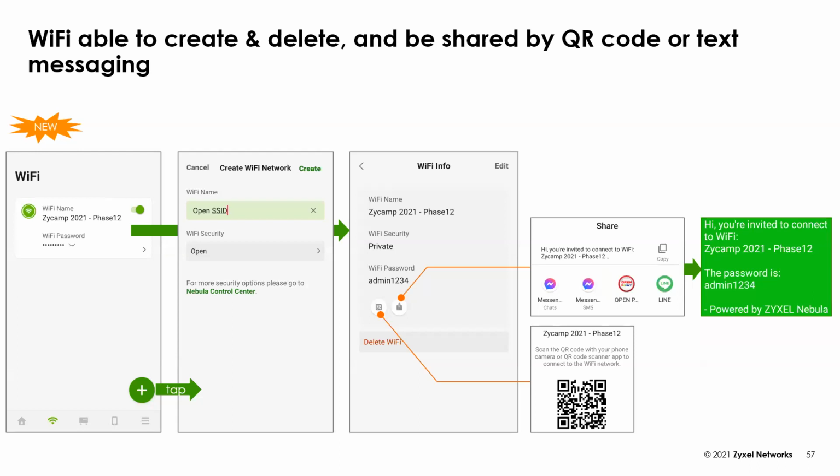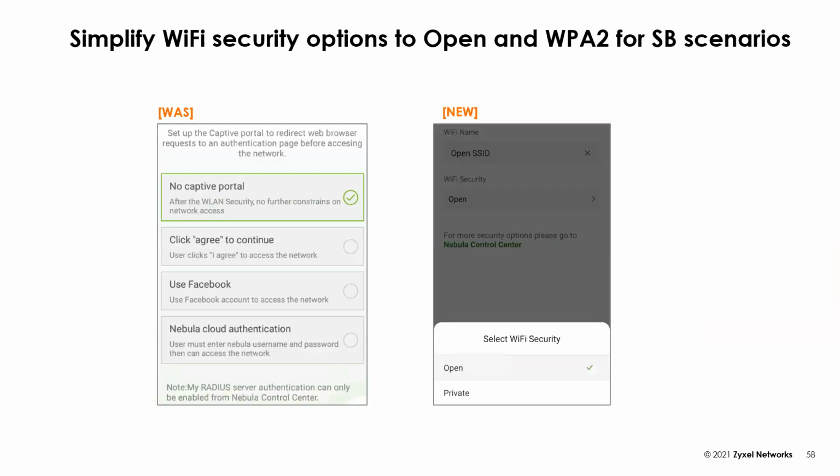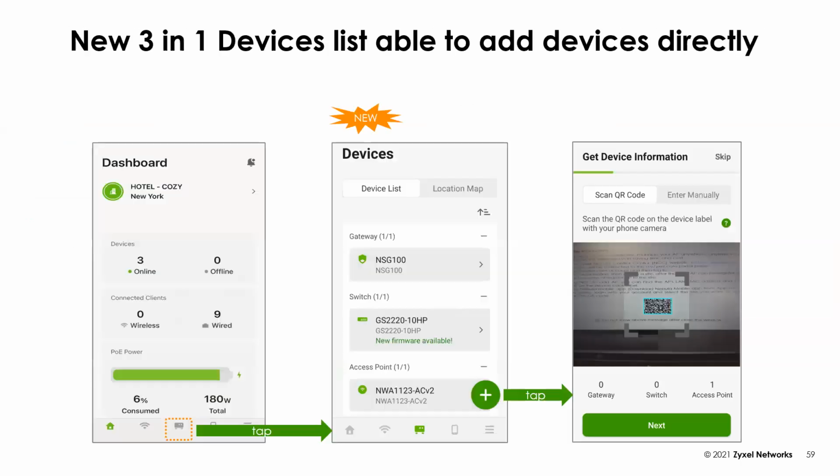So we've now made it easier for you to set up a new SSID, assign it a security passcode, and then allow you to share that information with people through the built-in Android or iOS share function, or give you a QR code that can be displayed that client devices can scan to get them onto the wireless network. We've also simplified the wireless configuration options to make them more SMB-focused and less enterprise-focused.